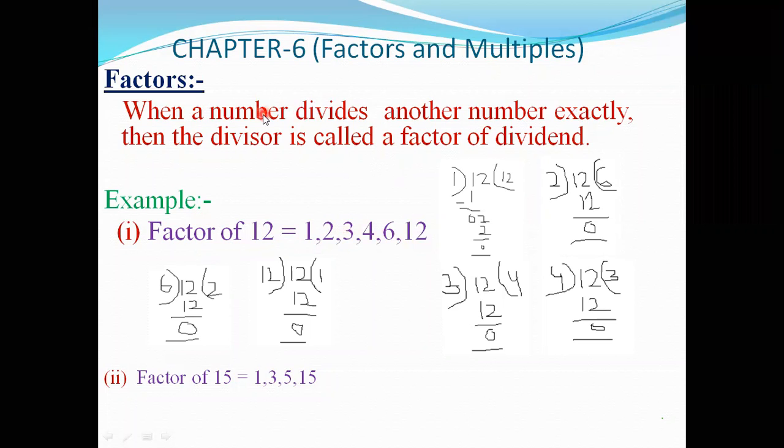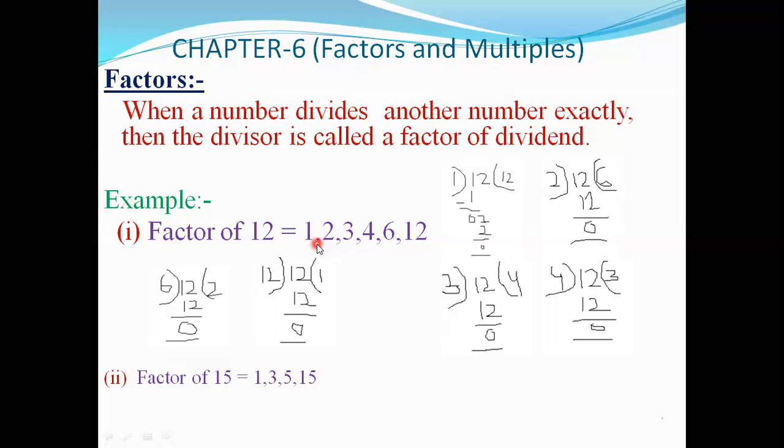According to this rule, when a number divides another number exactly, the divisor is called a factor of the dividend. When we divide 12 by 1, we get quotient 12 and the remainder becomes 0. When we divide 12 by 2, the quotient is 6 and the remainder is also 0. Dividing 12 by 3, 4, 6 and 12, we also get remainder 0. In this way, we can say that 1, 2, 3, 4, 6, 12 are the factors of 12.